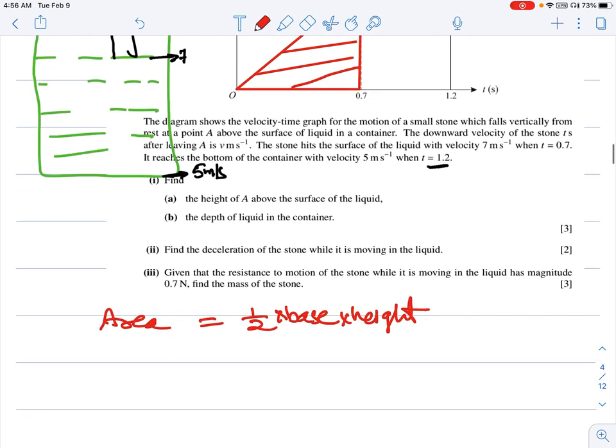So what is the base? Base is 0.7 and height is 7. So when I simplify this, it is 2.45 meters. So what is the height? 2.45 meters is going to be the height.